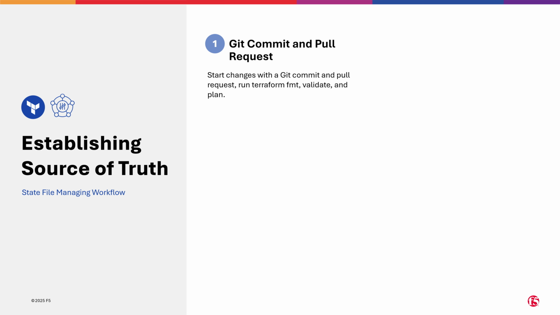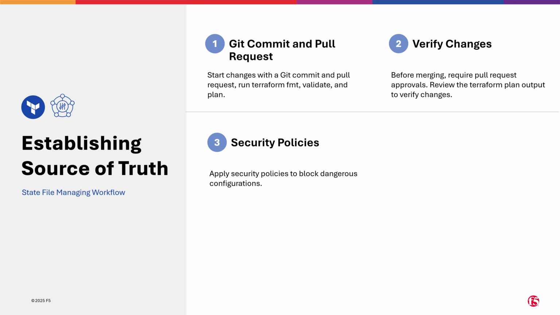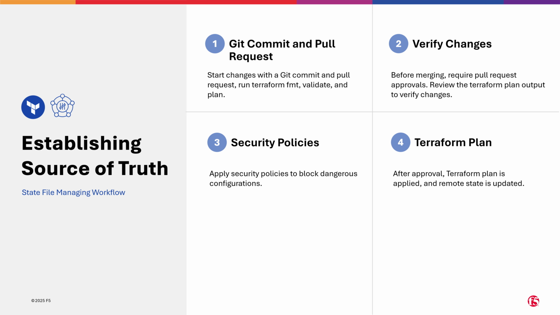All changes must start with a git commit and pull request. A CI/CD pipeline should run Terraform fmt and Terraform validate to check the code, then run Terraform plan and post the plan output in the pull request. Before merging, require pull request approvals. Review the Terraform plan output to verify changes. Apply security policies using Sentinel or Open Policy Agent to block dangerous configurations, such as open IP addresses. Once approved, the pipeline applies the Terraform plan and updates the remote state.